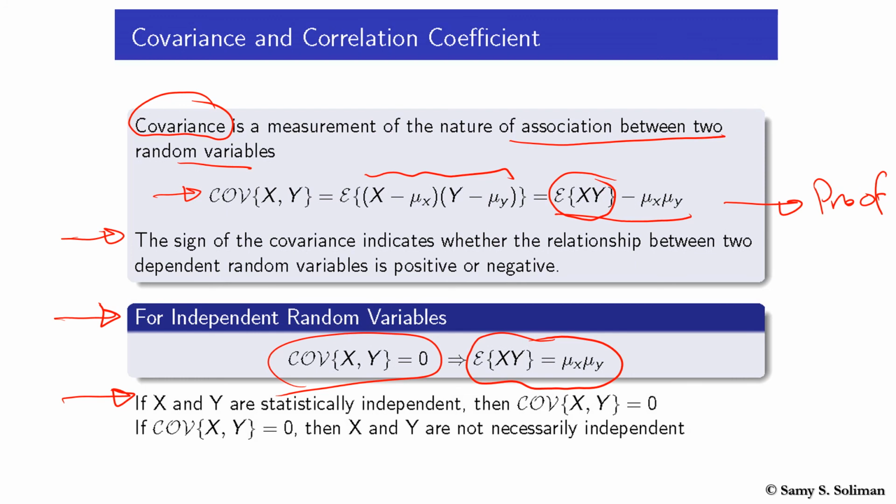However, the reverse is not necessarily true. If the covariance is equal to 0, that means that the expected value of x times y equals mu of x times mu of y. However, this condition does not necessarily imply that the two random variables are independent. So even if the covariance is 0, x and y are not necessarily independent. The only condition that we can use to prove the independence of the random variables is that the joint distribution is equal to the product of the marginal distributions.